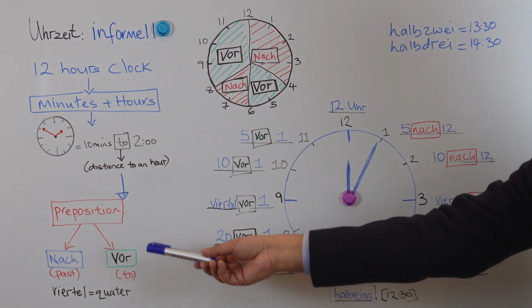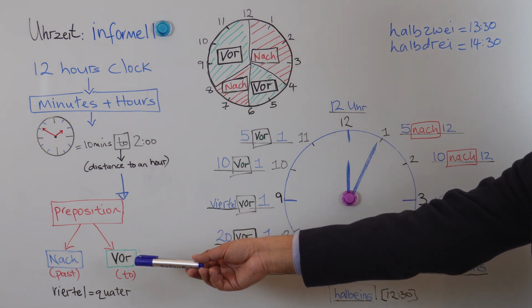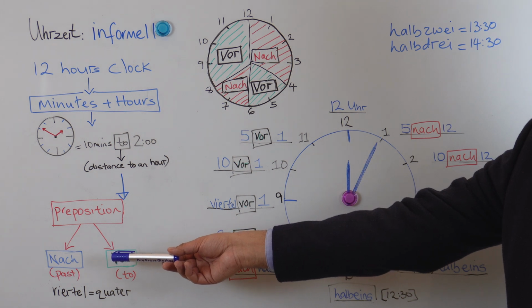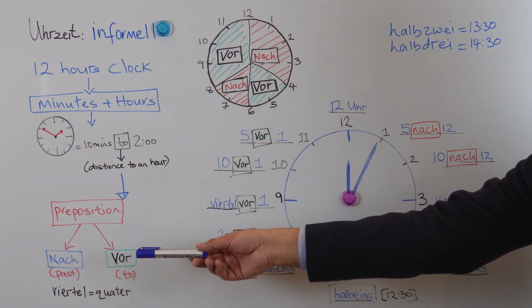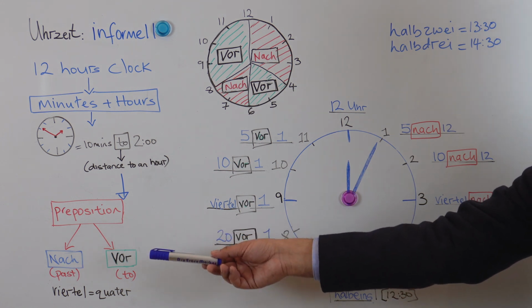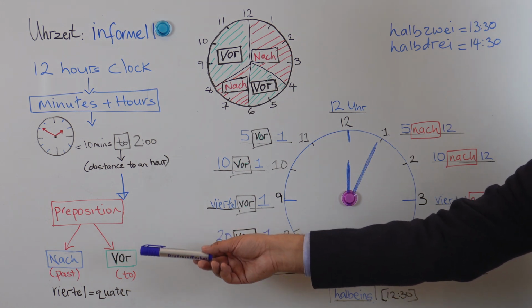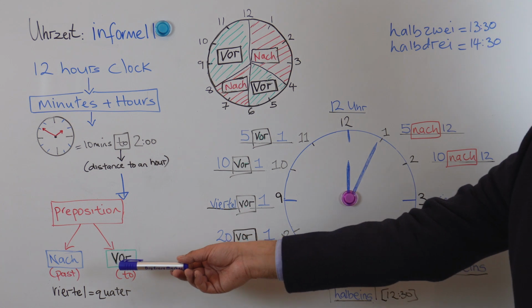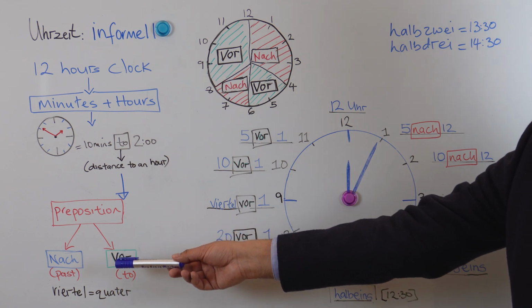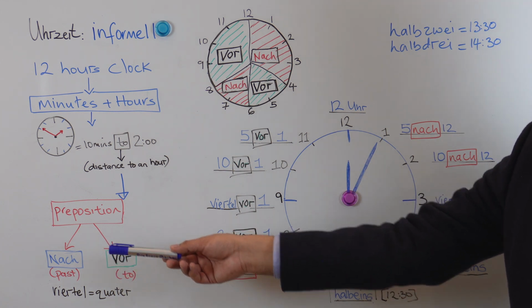And the next preposition, for 'past' in English, is nach. In German, whenever we say nach, it means after, or in telling time, you can take it as past. So the English 'past' will be translated in German to nach.